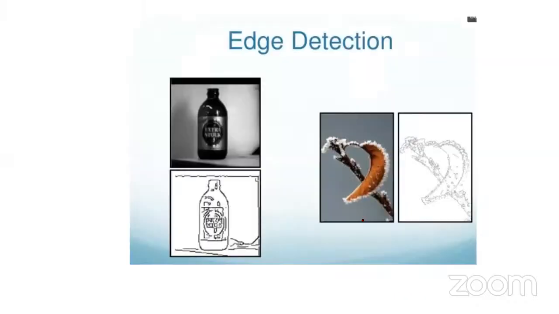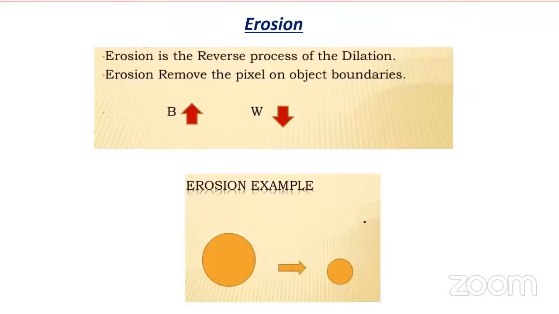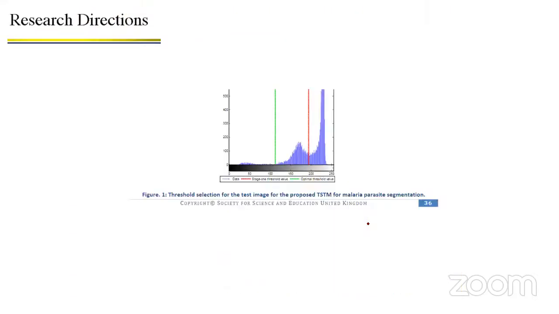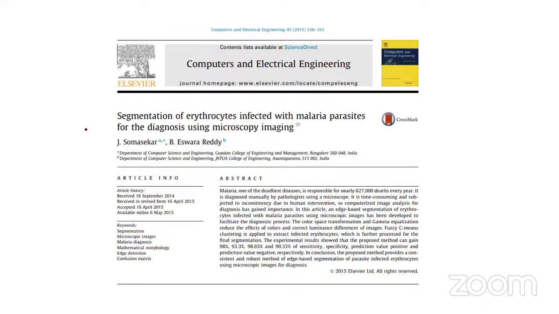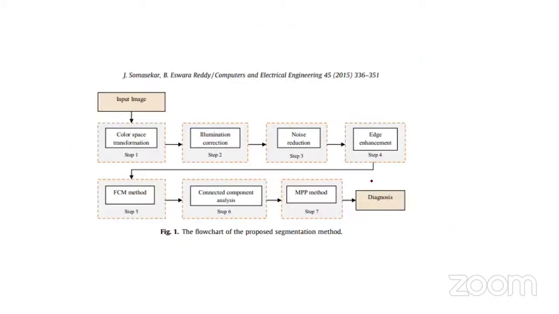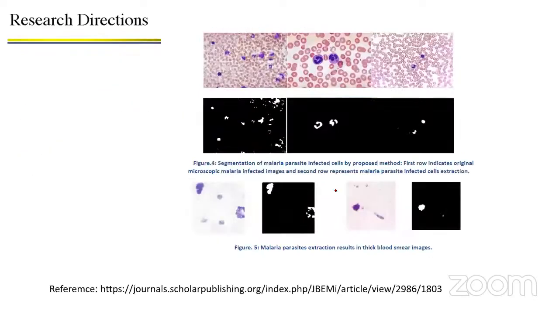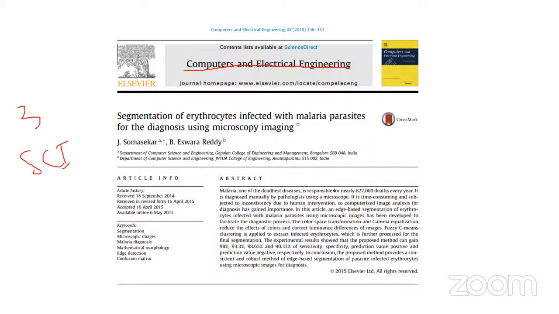This I will skip. Of course, edge detection is there. I'm just skipping this one, as well as the morphological operations. This is one more article published in an Elsevier journal, Computers and Electrical Engineering. I think it has an impact factor of more than 3 or 4, and is an SCI indexed journal. It took almost 1 year for evaluation alone. Here I did segmentation of infected areas. The complete procedure is illumination correction, noise reduction, FCM method, connected component, and MPP method. Like that we can go through this paper, and you can find complete information about segmentation of malaria infected cells.